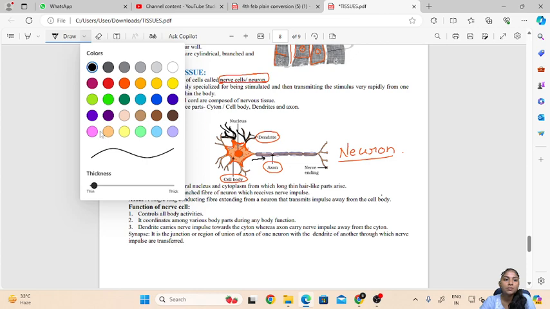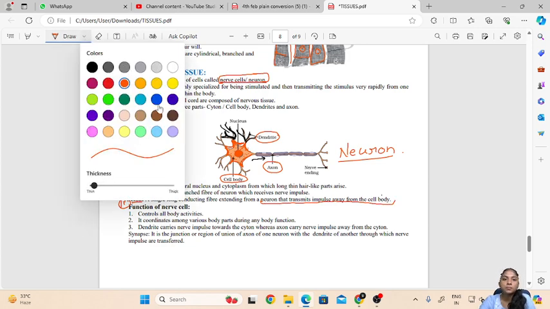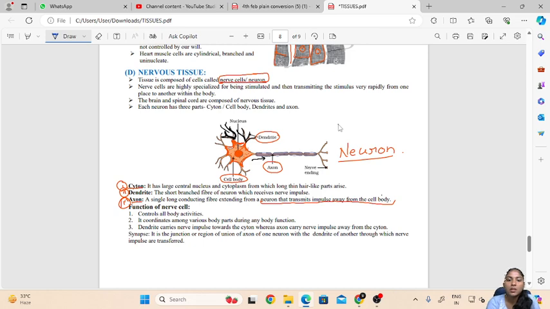The third part, which is the axon. The axon is a single long conducting fiber extending from the neuron that transmits impulse away from the cell body. Now this axon is a long conducting fiber, means it will transmit the nerve impulse which is collected by dendrite from one cell to another cell.